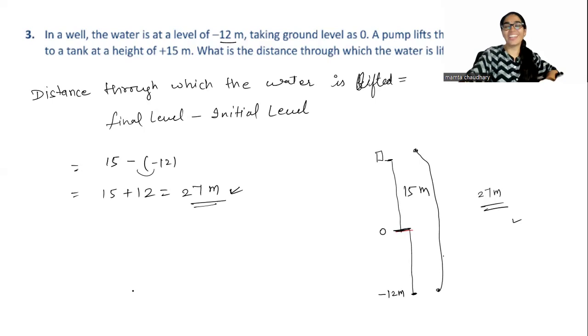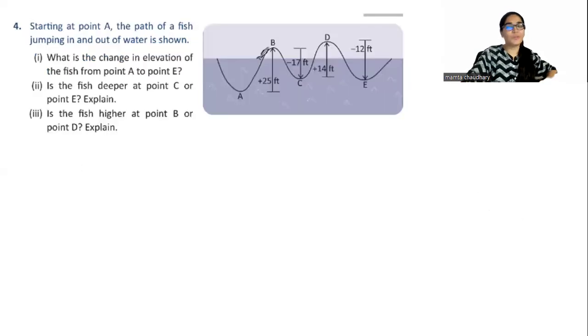Clear? Okay. Now let's move to the next question. Next question says, starting at point A, the path of a fish jumping in and out of water is shown. This path of this fish is shown. What is the change in elevation of the fish from point A to point E? So first, change in elevation.